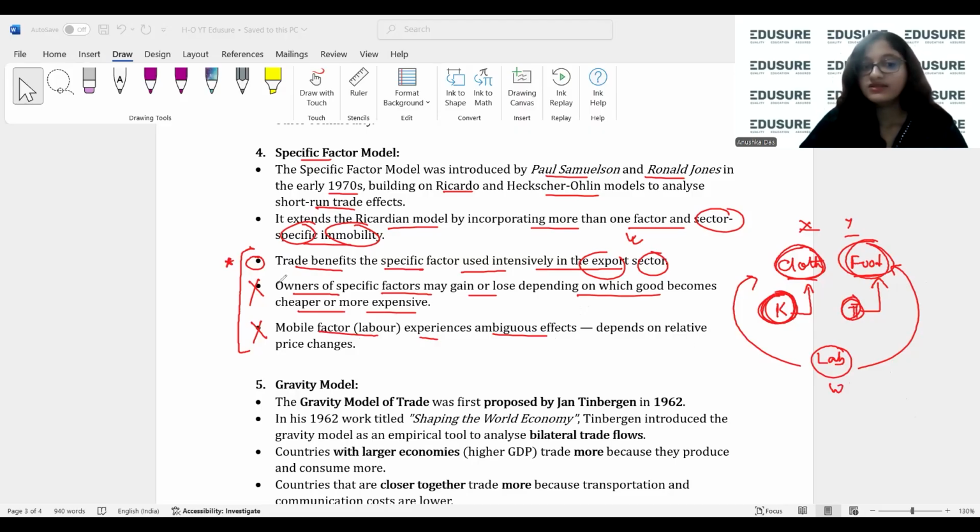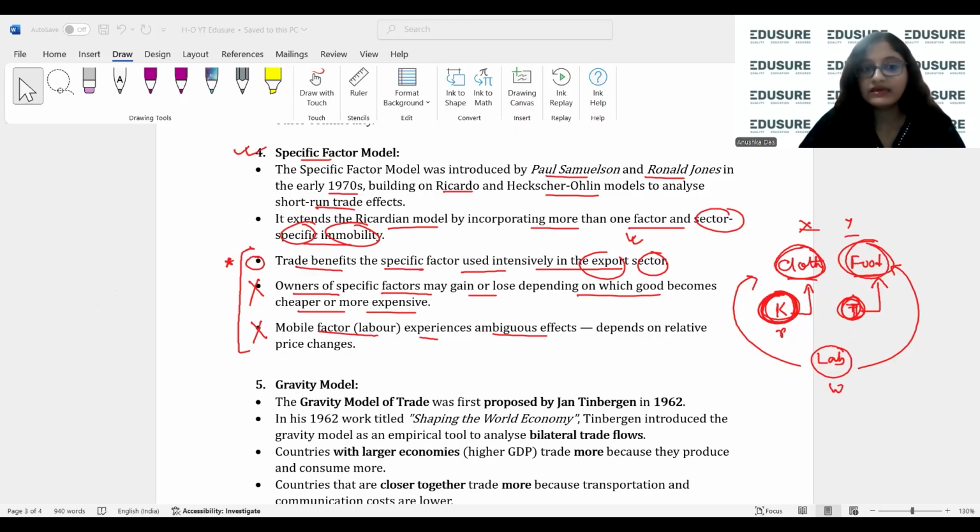This is ambiguous. The profit and loss situation of the owners of the specific factor, that also we don't know. But the only thing that we can be sure of 100% is that the reward for the capital, basically the rent per unit of capital, and the reward for the landlord, basically the rental price that he gets for the land, will definitely increase. For the other things, we do not know. So this is the prediction of the specific factor model.